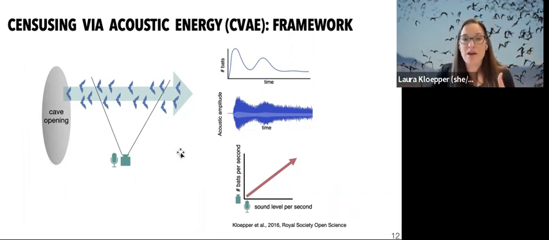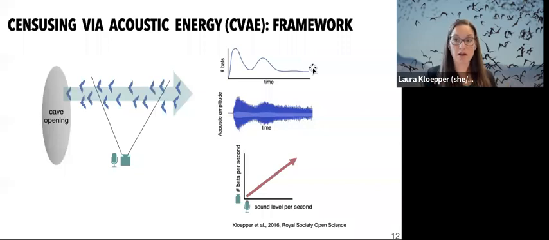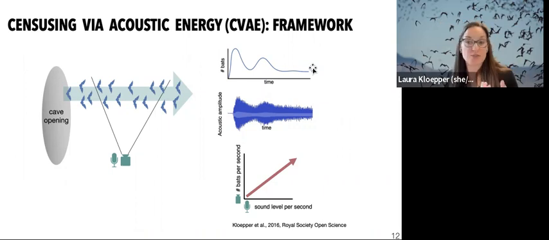So at the top, what I have is just an example of what an emergence profile would look like if you were recording with the camera. As the emergence begins, the number of bats leaving at a given time window increases, and you can see the corresponding change over time. And then you can also relate this to the acoustic amplitude. And so we were finding, the concept is that more bats, more acoustic energy, right?